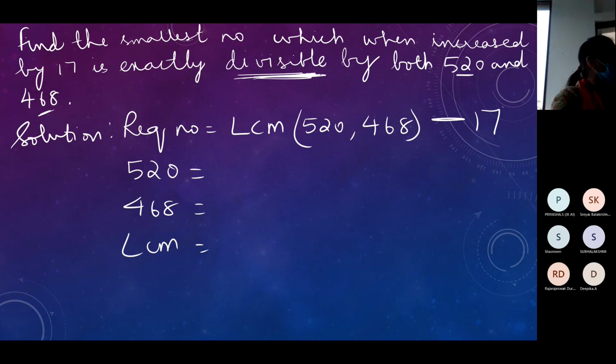I told you, don't find it like this. You should find separately for 520 and for 468. You must do it separately. How will you present? See, in our syllabus, you have to use FTA. That means you must write each number as a product of its prime factors. This way you will get the LCM straight away. The other way is like junior school or middle school. You're in high school.